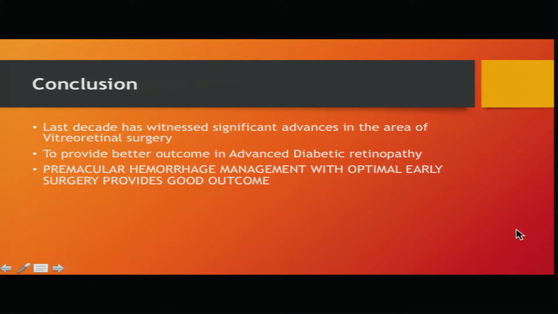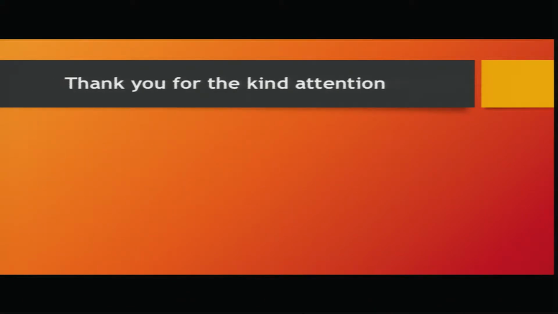So for better results, we have to operate premacular hemorrhage with optimally early surgery. I don't have a number, 1 month or immediately or anything. So optimally early surgery provides a good visual outcome. Thank you for the kind attention.